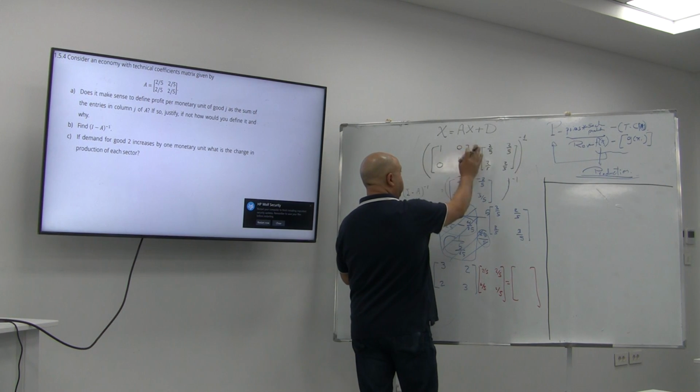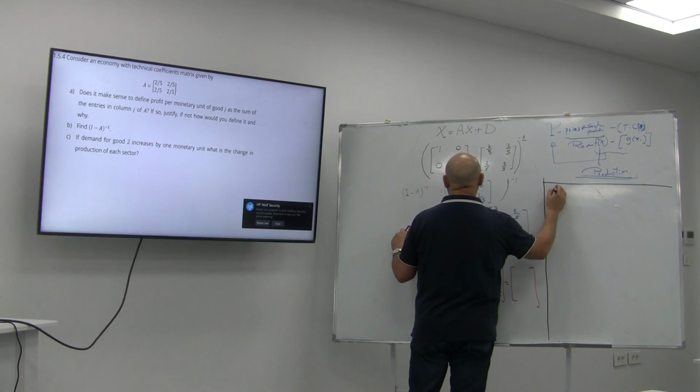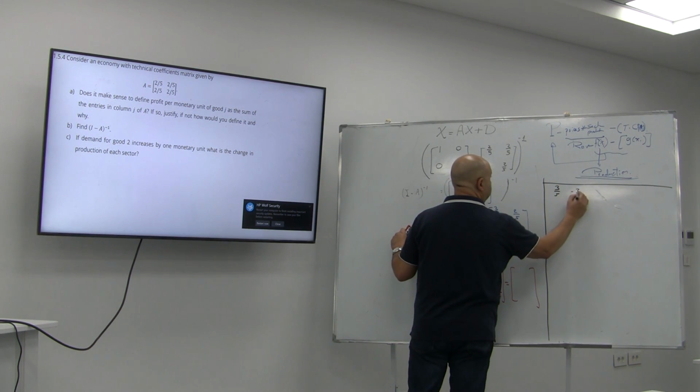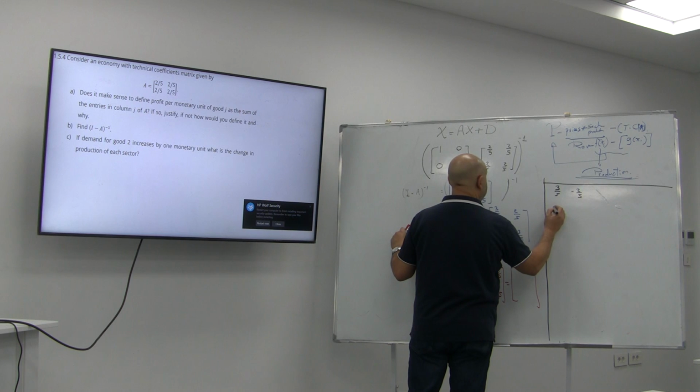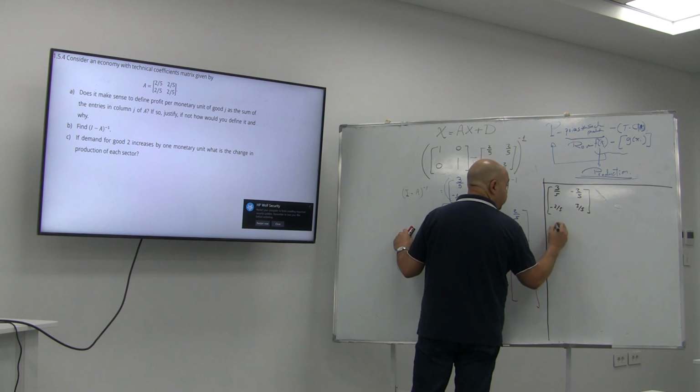First of all, I've got the numbers 1 minus 2 over 5, 0 minus 2 over 5, so it's a 3 over 5. Then minus 2 over 5, then I will have minus 2 over 5, then I will have 3 over 5. This is the difference of this matrix. The determinant of this matrix will be, this is the determinant of A, which is going to be 9.